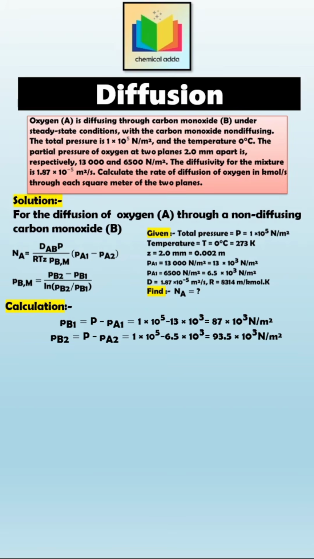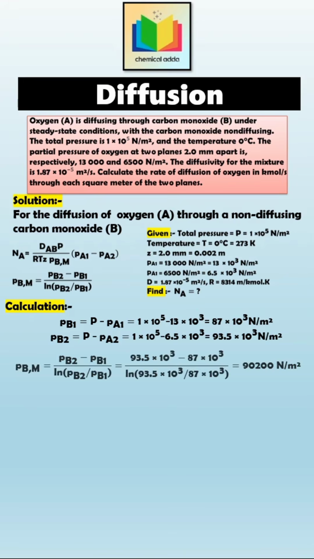Similarly, PB2 is calculated as P minus PA2. Hence we get PB2 is equal to 93.5 into 10 raised to 3 Newton per meter square. Then after putting the value of PB1 and PB2 in the formula of PBM and solving it we get PBM is equal to 90,200 Newton per meter square.